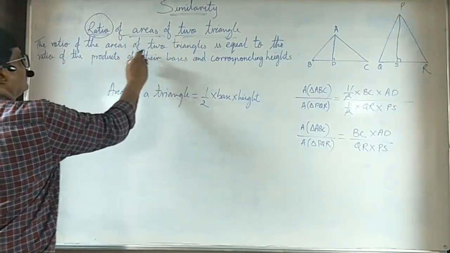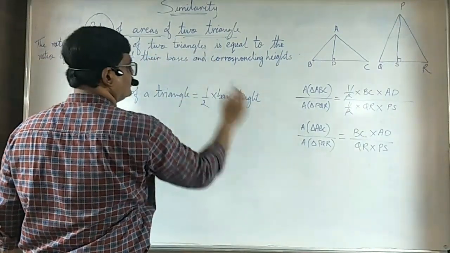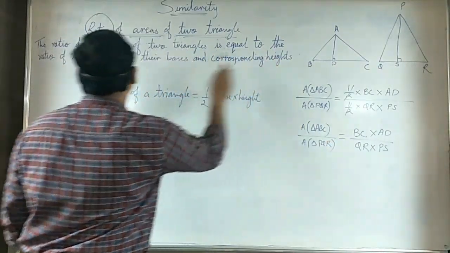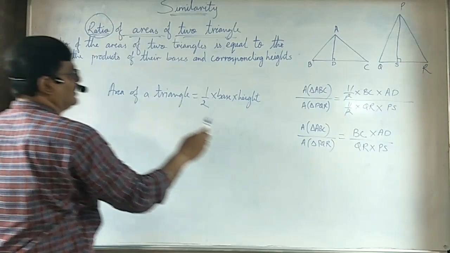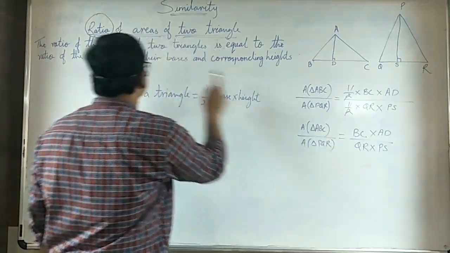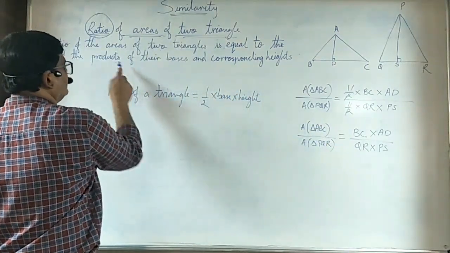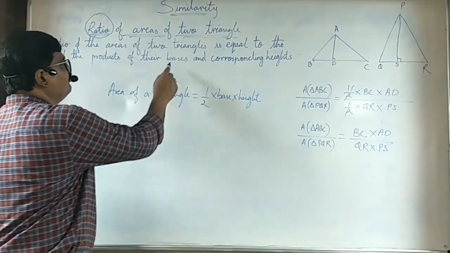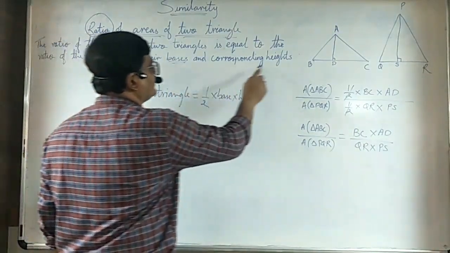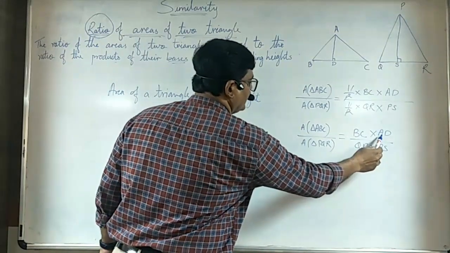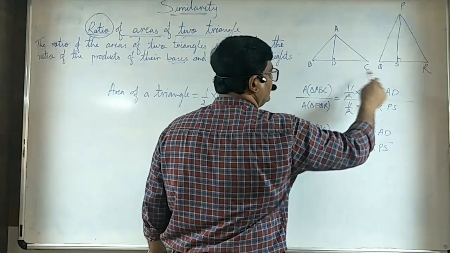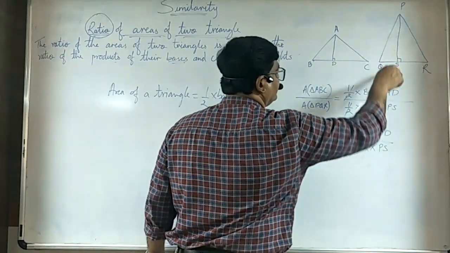The ratio of the areas of two triangles is equal to the ratio of their products. Ratio means you have to divide. Product means what? You have to multiply. Do you remember? We have done it in algebra. Product of their bases and their corresponding heights. BC is the base and height is AD. QR is the base and height is PS.